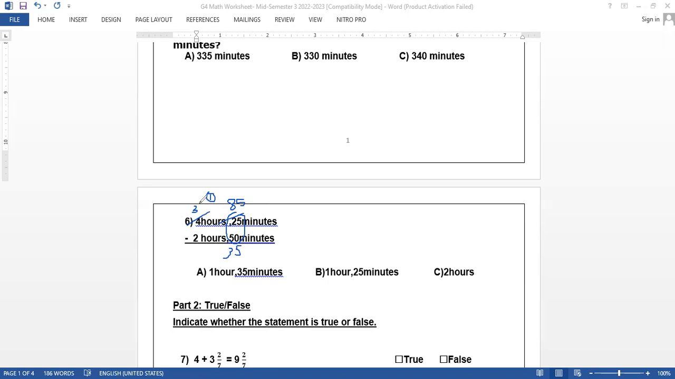Now 3, because this 4 hours becomes 3, 3 minus 2 equals 1. So the answer is 1 hour and 35 minutes. So the answer is A. Now the other part, which is true or false.